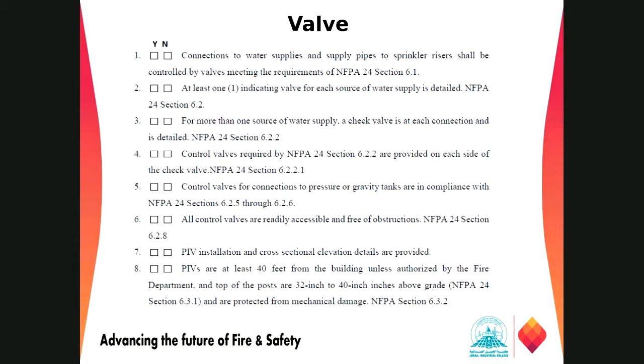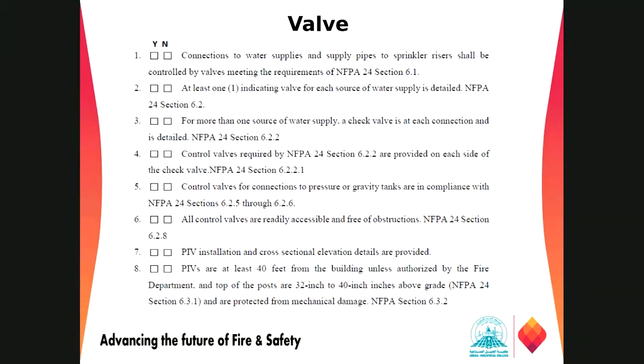Point number three talks about, for more than one source of water supply, a check valve is required at each connection as detailed in NFPA 24 6.2.2. Because we have to avoid the backflow from one equipment to another equipment. Control valves required by NFPA 24 section 6.2.2 are provided on each side of the check valve. Point 4 is mainly talking about the backflow prevention device. We discussed that in our fire protection one, that there are two check valves and two gate valves at the discharge side and at the other side. This is the requirement for the backflow devices.